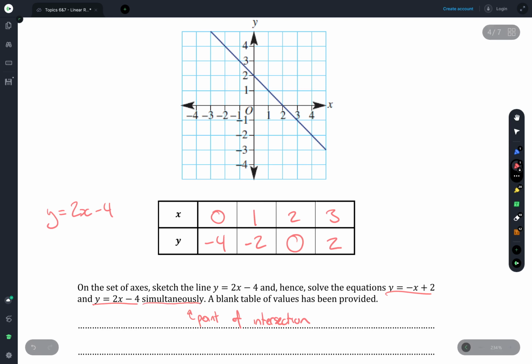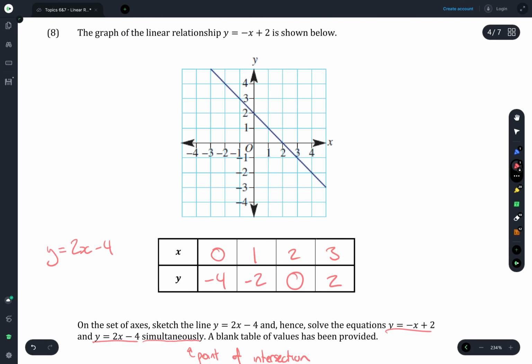So that means, now that we have my table of values, again, I can just plot these points. I have 0, negative 4. I have 1, negative 2. I have 2, 0. And I have 3, 2. And from this, I can now just sketch my line. Again, you should be using a ruler when you're doing this. And we have that line looking like that.